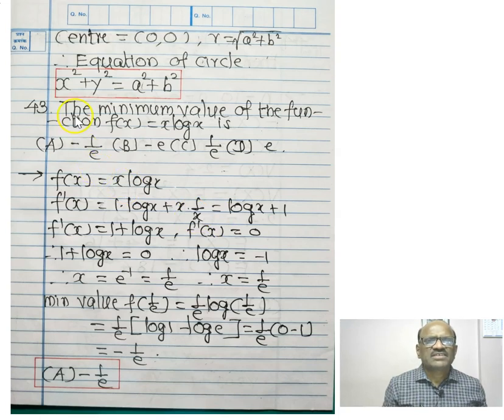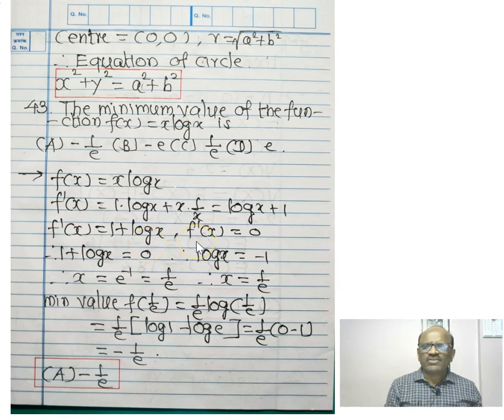Now next, the minimum value of the function f of x is equal to x log x is. What will be the minimum value? Now this is an application of derivative. f of x is equal to x log x. Therefore f dash of x is equal to, applying the product rule, derivative of x is 1 into log of x, plus x into derivative of log of x is 1 upon x. That is log of x plus 1. Therefore f dash of x is equal to 1 plus log x.